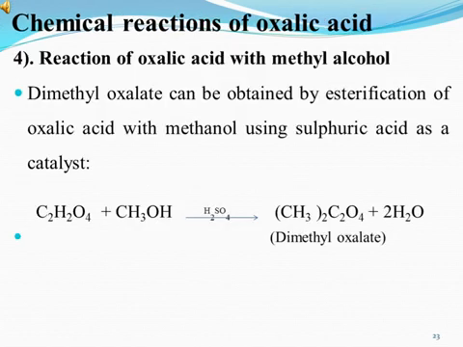Now, reaction of oxalic acid with methyl alcohol. Dimethyl oxalate can be obtained by esterification of oxalic acid with methanol using sulfuric acid as a catalyst. As you can see in the equation, oxalic acid reacts with methyl alcohol in the presence of sulfuric acid to produce dimethyl oxalate with 2 water molecules.